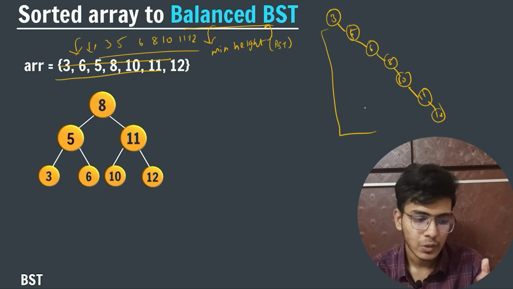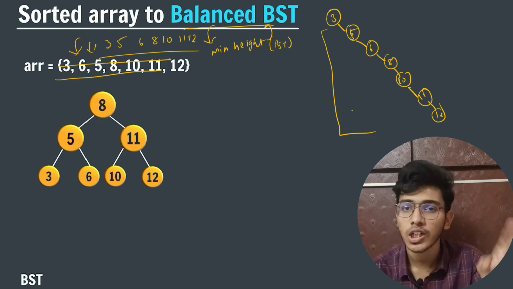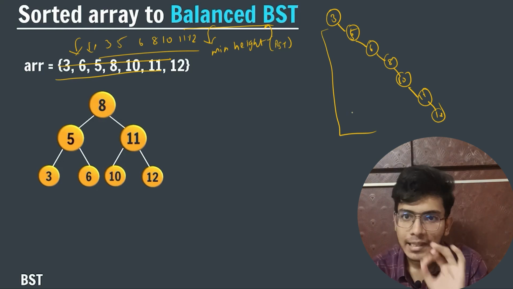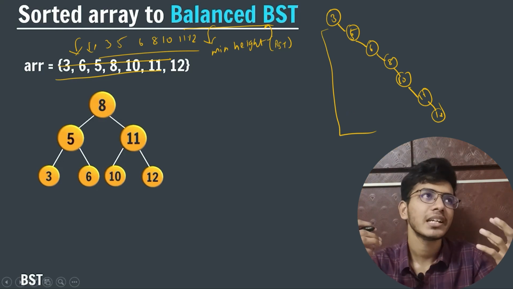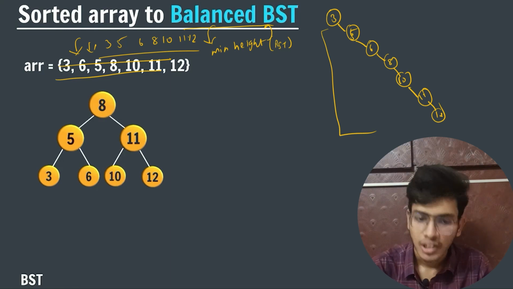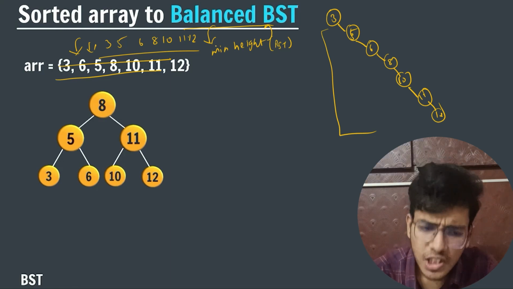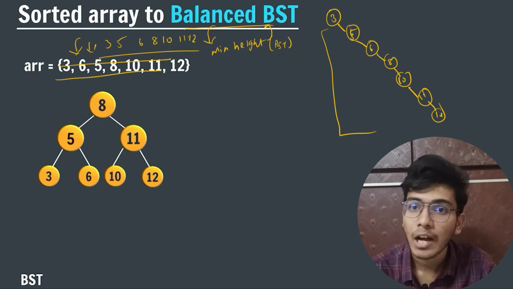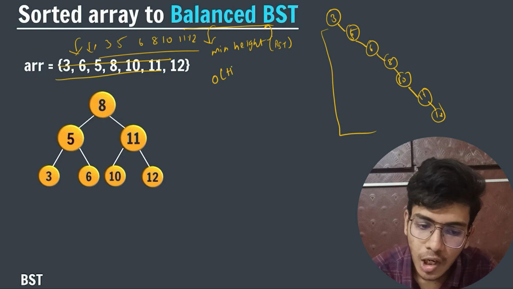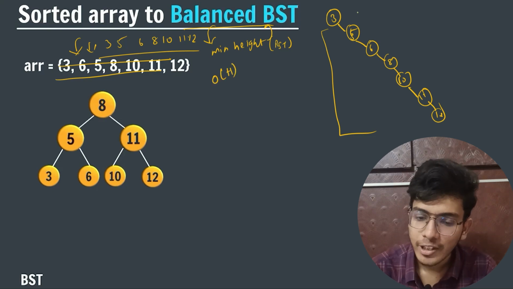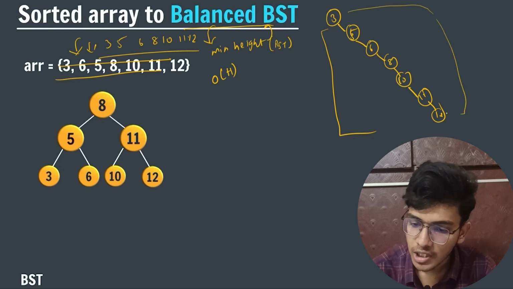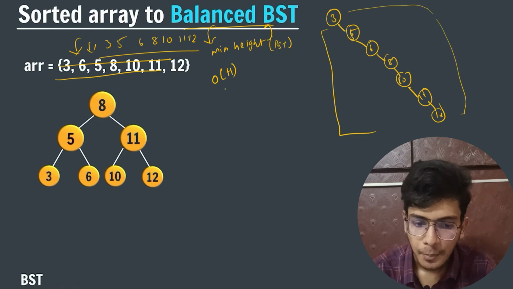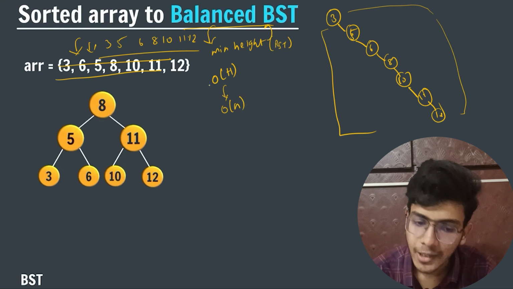And as I told you, a BST is an efficient data structure only if it has less height, because whatever operations we are performing in a BST, I have told you that its time complexity is big O of h. Now you can see if I perform these operations in this BST, my time complexity will become big O of n.